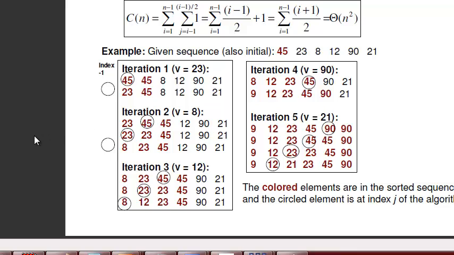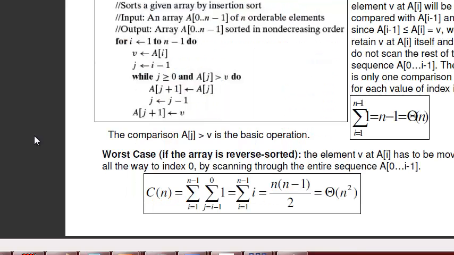Okay, so that is how insertion sort works. So now let's do the runtime, the complexity analysis.